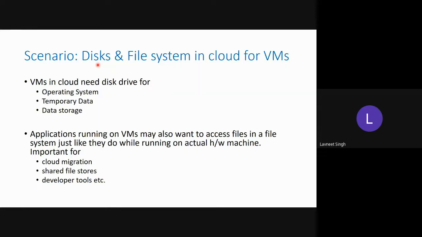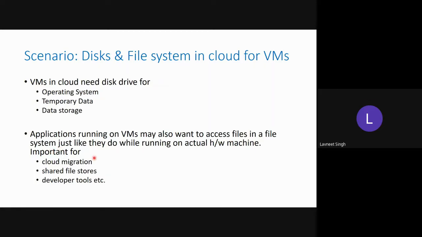Or the data that the VM that you created first time has in terms of data storage, you're copying it to some other. So you would need a hard disk, but it will be a virtual hard disk, right? Because we don't have direct access to the hardware. So how do the cloud providers cater to that scenario? What services do they provide us to cater to that scenario? Similarly, the file system, like I said, if our application wants to work with files, how do we go about it? So VMs would need disk drive for operating system, temporary data storage, like I said, right? Applications running on VMs may also want to access the files in a file system, just like they do while running on an actual hardware machine.